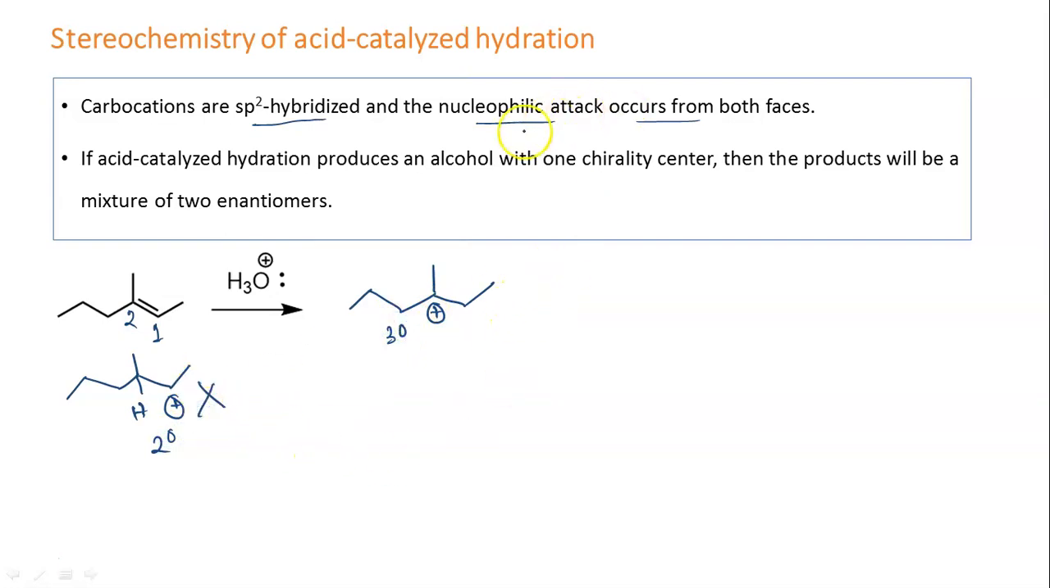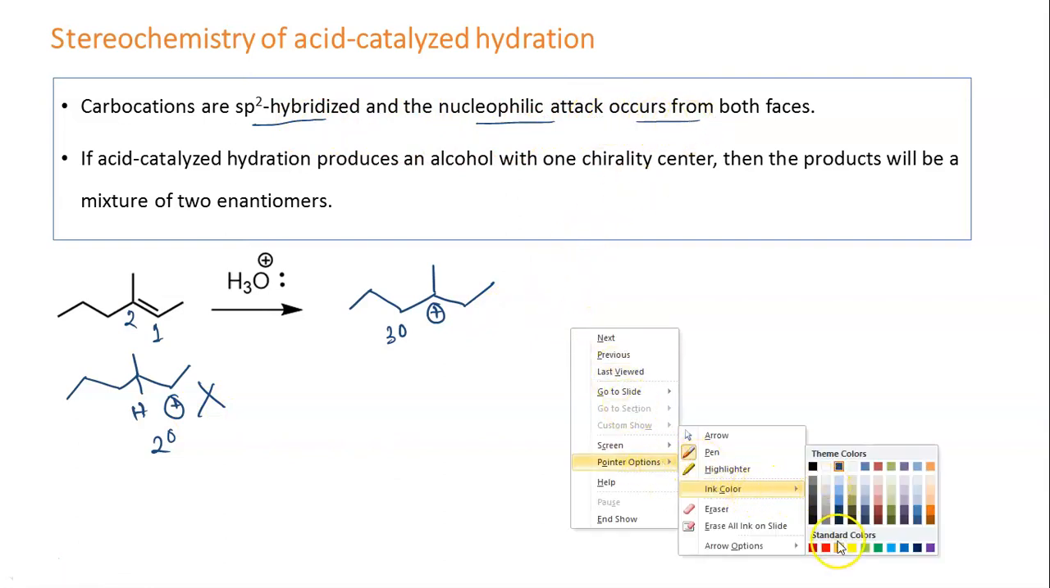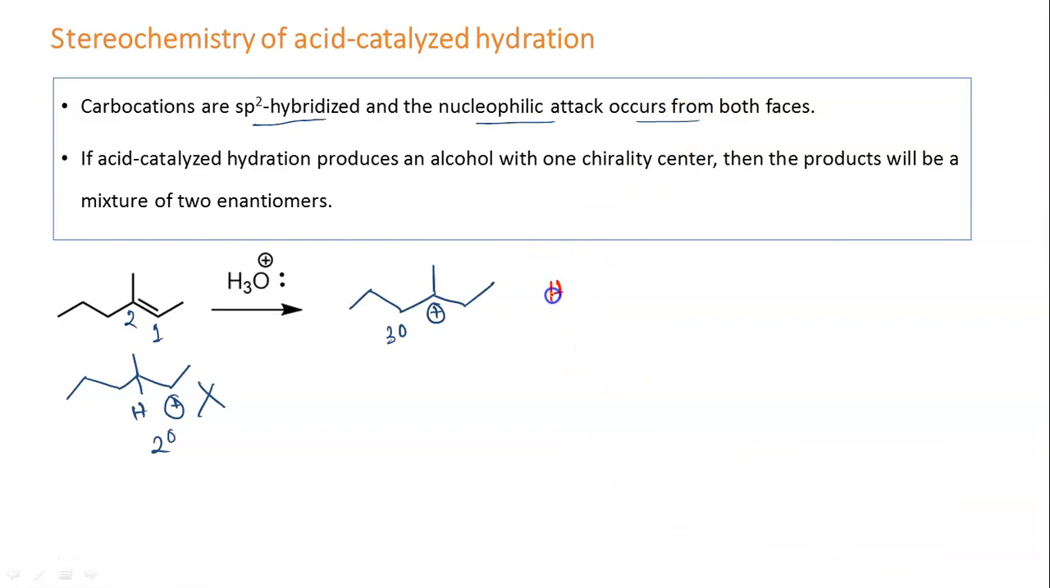Next, what will happen, as it is mentioned here, the nucleophilic attack can occur from both faces because it is a planar sp2 carbocation, that is planar. So H2O, so both the possibilities are there.